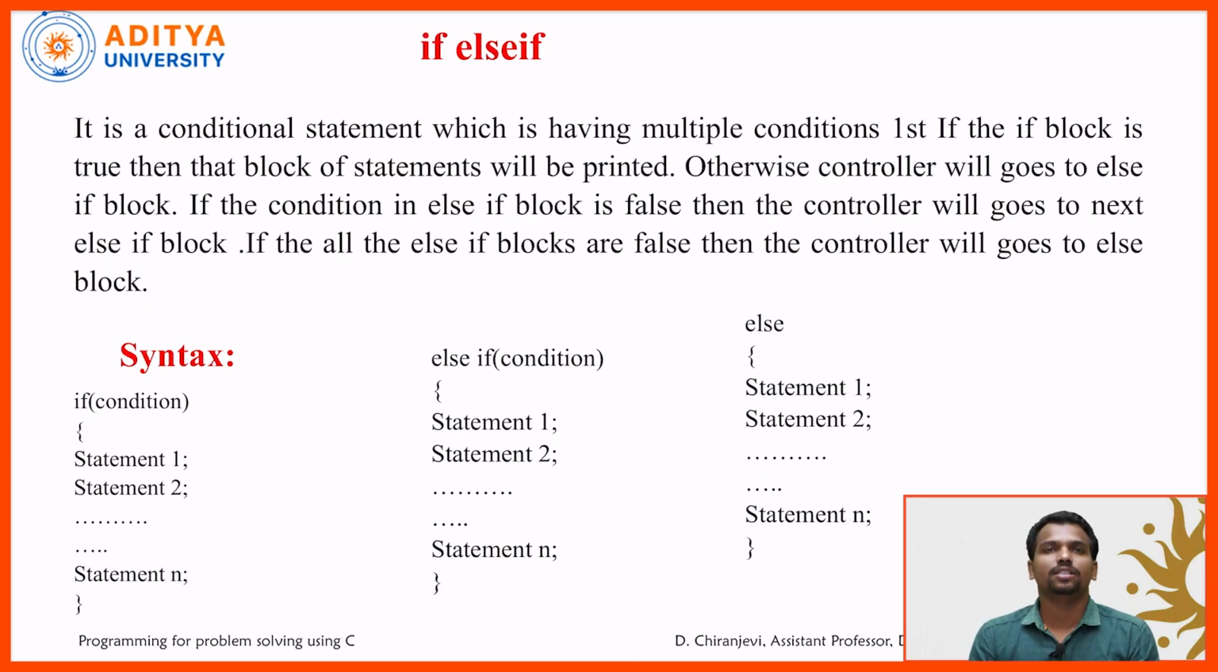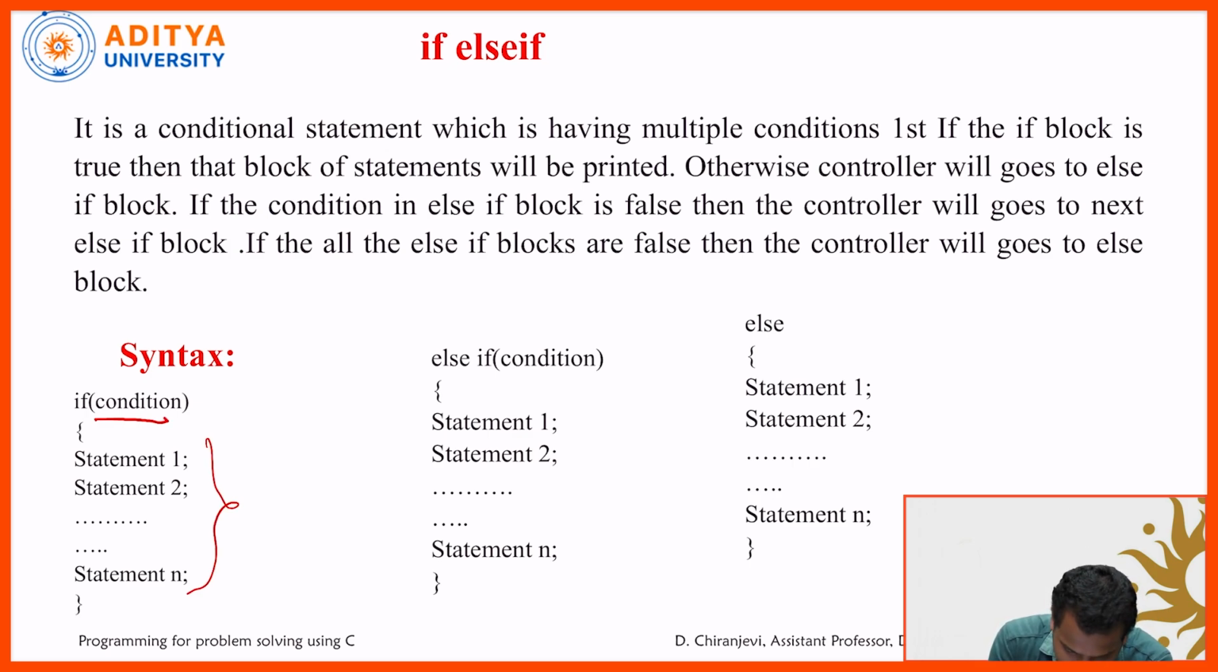Else if is a conditional statement which has multiple conditions. The first condition is with if, the next condition is else if, and then finally else. If the first condition is true, that block of statements will be executed, and if the first condition is false, then control will be transferred to else if. If else if is true, that particular block of statements will be displayed. Otherwise, if it is also false, then control will finally be sent to the else block. Now, if you look at the syntax, we have the first condition. If this is true, this block of statements will be displayed.